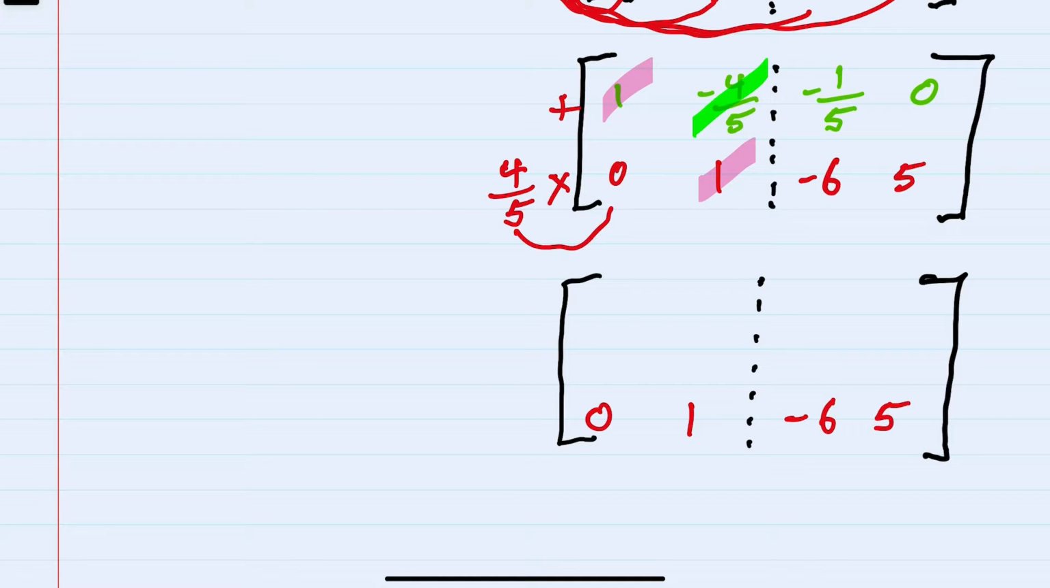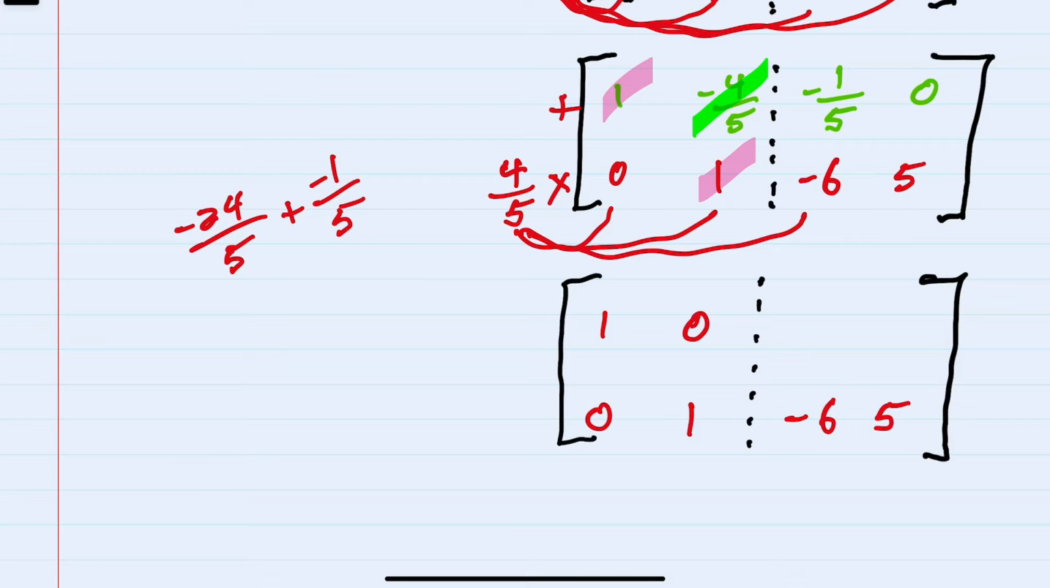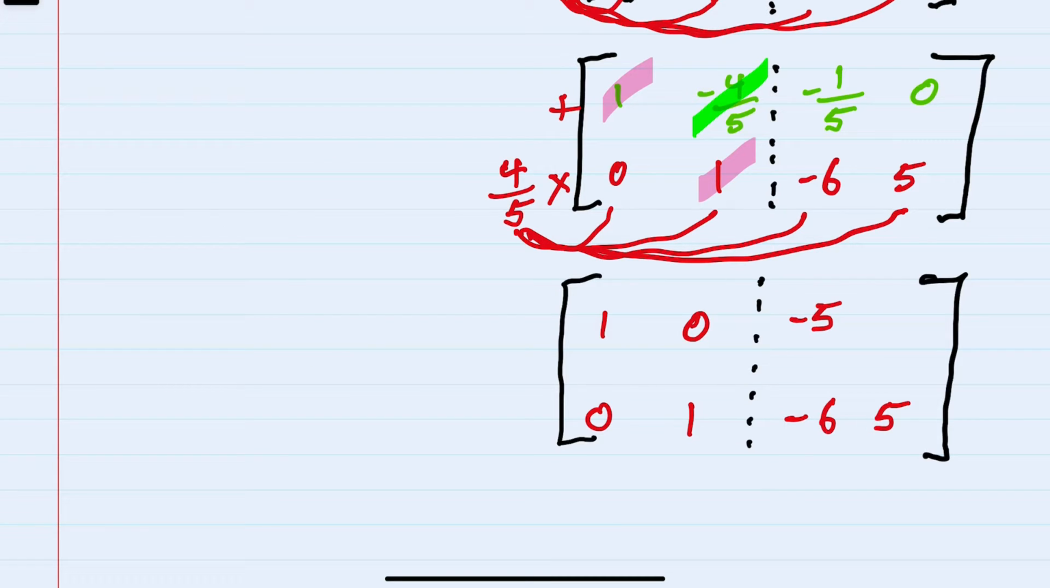So 4/5 times 0 is 0. I add that to the top and I get 1. 4/5 times 1 is a positive 4/5. When I add the negative 4/5 in the top, that gives me a 0. Continuing the multiplication, 4/5 times negative 6 is negative 24/5. And then I add the top row, so I'm adding a negative 1/5. That gives me a negative 25/5, or a negative 5 in that space. And then lastly, I multiply 4/5 times 5. That gives me 4. I add the top row, which is 0. 4 plus 0 is 4.